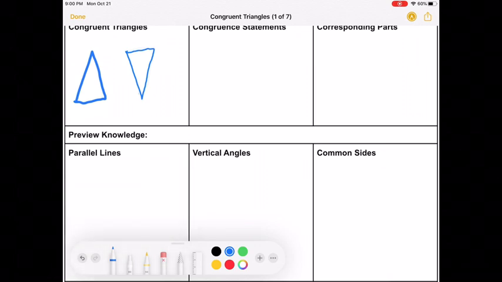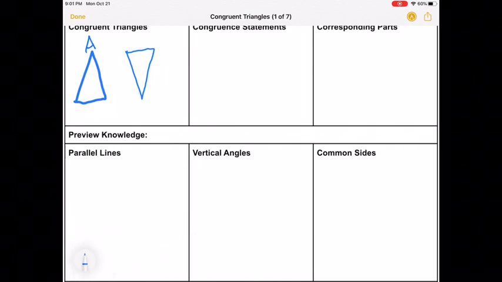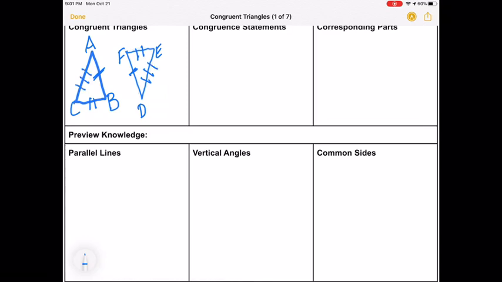So getting started, congruent triangles. So we'll mark this A, B, C, and then this one D, E, F. So to be congruent, they need each side to be congruent with one on the other triangle, and then all of the angles to also be congruent. So go ahead and mark those up.